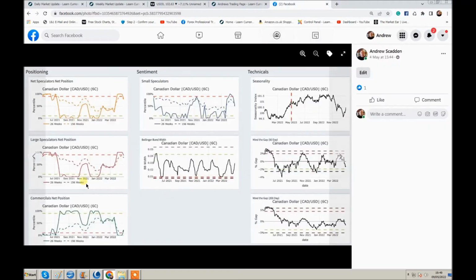Also, I put this in the Facebook group. You can go and take a look at it. Speculative positioning basically points to more USD strength. Got a nice little seasonal as well. You go and check that out in the Facebook group if you wish.